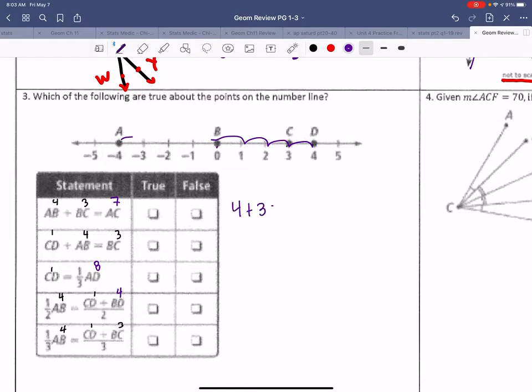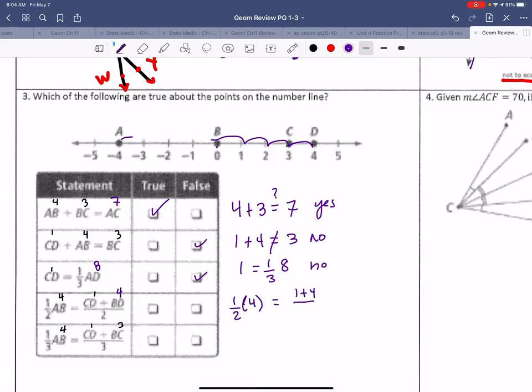Is 4 plus 3 equal to 7? Yes. Is 1 plus 4 equal to 3? No. Is 1 equal to a third of 8? No. Well, that's equal to some kind of a decimal, right? Is 1/2 times 4 equal to 1 plus 4 over 2?